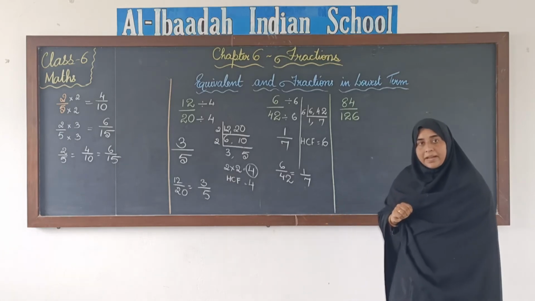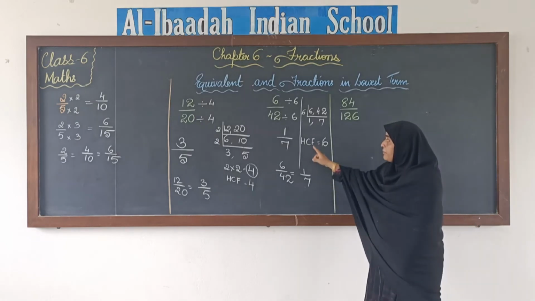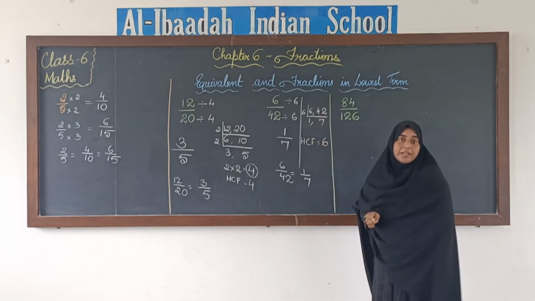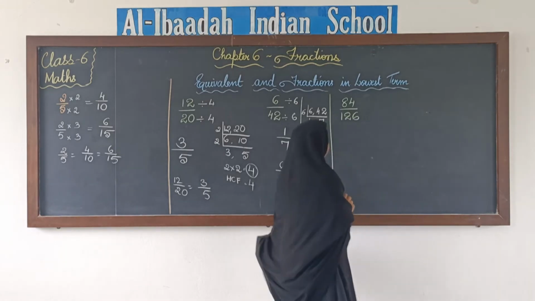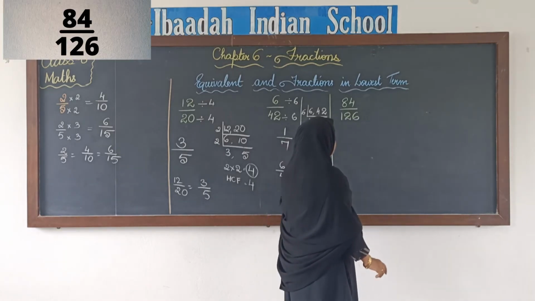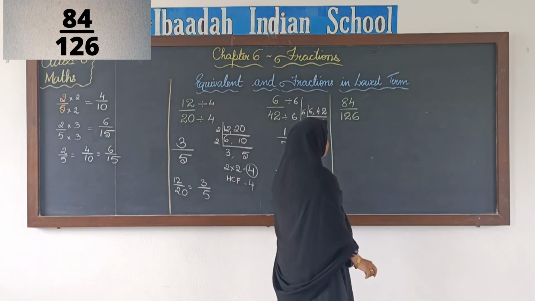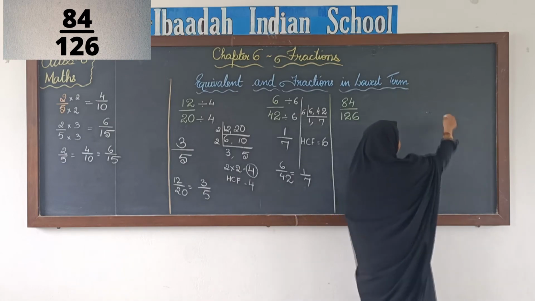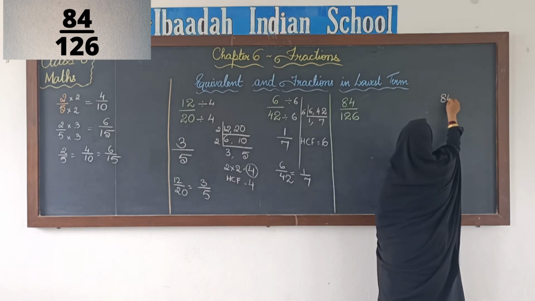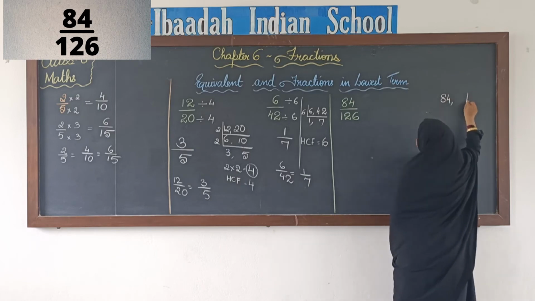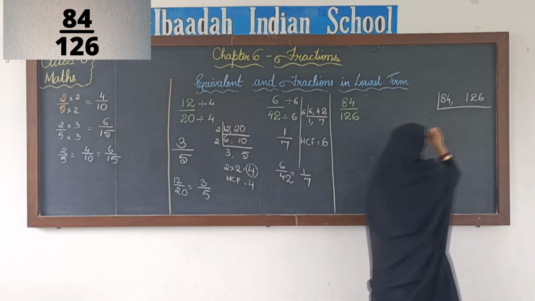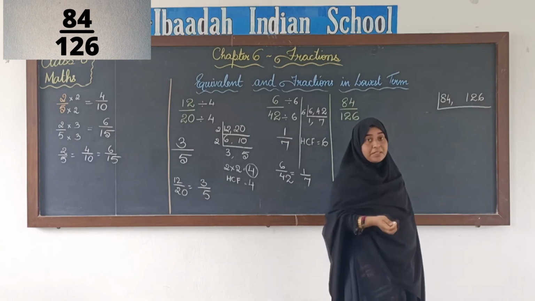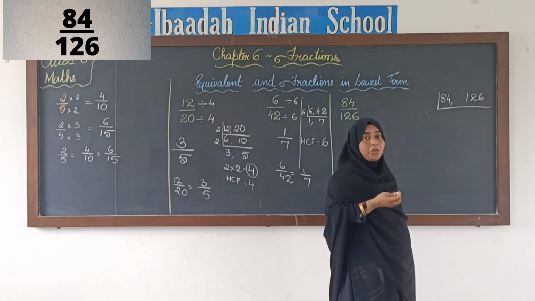But we can also find the equivalent fractions by dividing the numerator and denominator with the same number. Okay. One more last example we will see here. We have 84 upon 126. So first thing we need to find the HCF, 126.